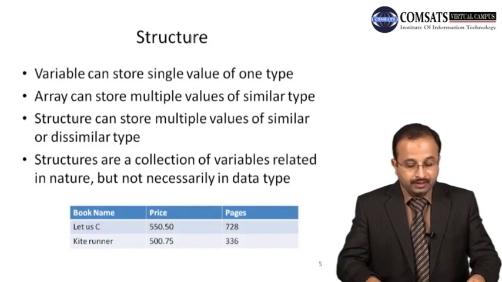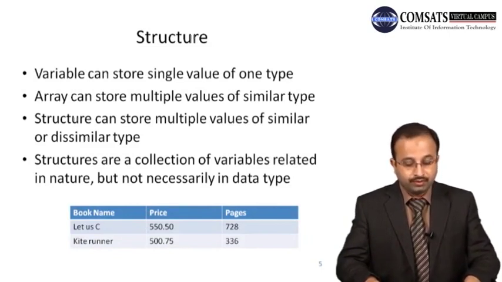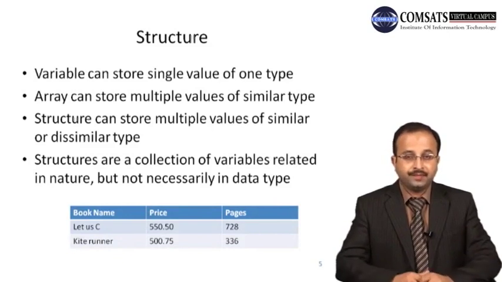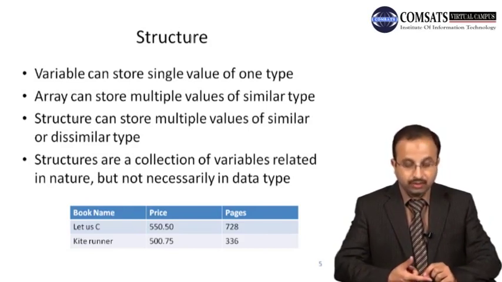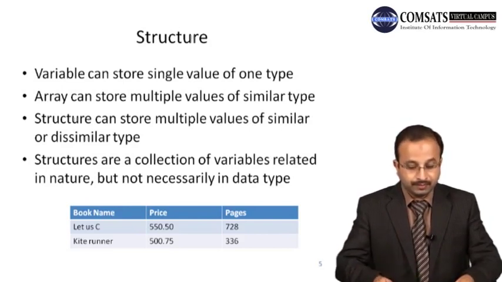For example, if you want to store the record of a book, so a book record is composed of book name, price, and pages, let's say. So these three things whose type is different but they are related to a book. Book से related book का नाम हो सकता है, उसकी price हो सकती है, and उसके pages हो सकते हैं, number of pages हो सकते हैं, right?